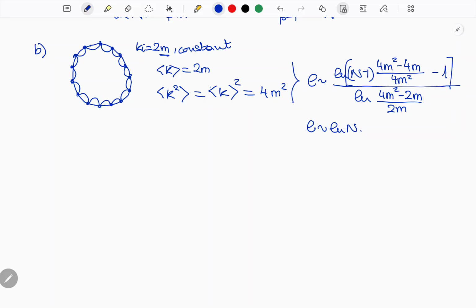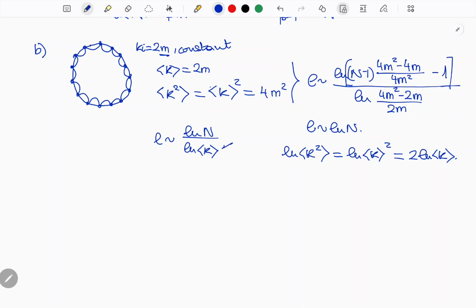If I wanted to be a little bit more precise, then L would go like the logarithm of n divided by the logarithm of the average value of k, because in the end the logarithm of k squared, in this case, is twice the logarithm of k. So it's going to be of the same order, so I can write it like this, just to more or less know the order of magnitude. And that's it.